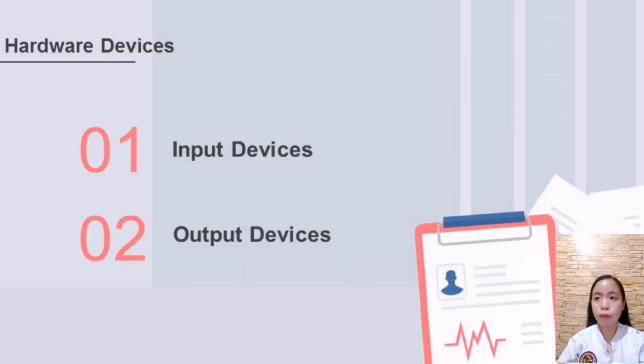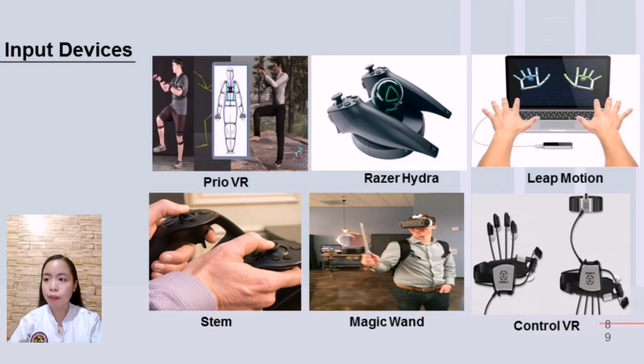So let us move on to virtual reality's hardware devices. We have here 2 types of them, the input and the output devices. So here are some examples of input devices. These are the Prio VR, Razer Hydra, Leap Motion, STEM, Magic Wand, and Control VR. These devices help the user to navigate and interact with a virtual reality environment to make it as natural as possible.